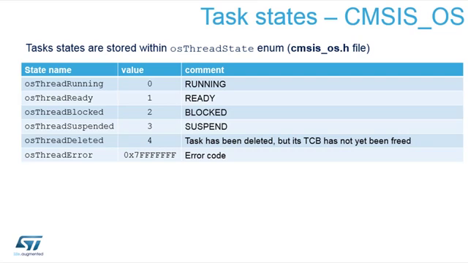The thread state can be obtained by a CMSIS function to get the state of the thread, and you can see that all can be decoded.